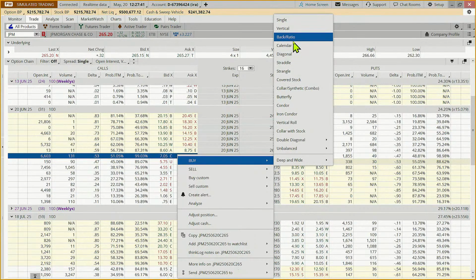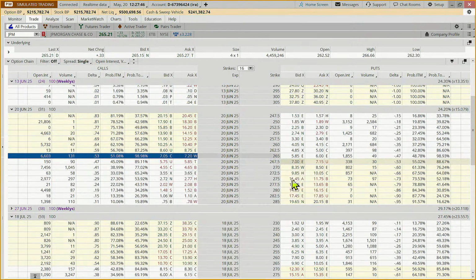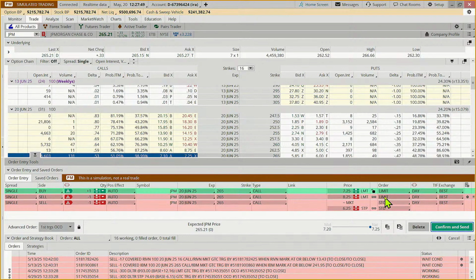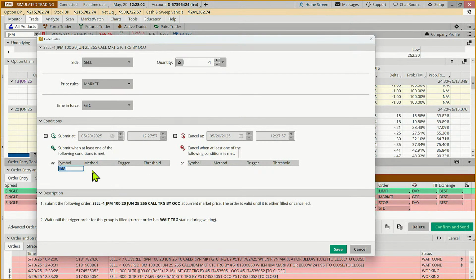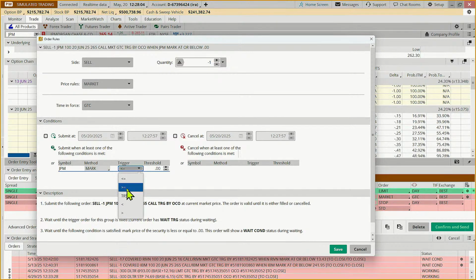We're going to also do a stock example, but actually we want to buy custom, and we're going to do an OCO bracket. So we're going to make this a market order because we don't know exactly what this will be worth. But what we're saying is, I'm going to bring up this conditional order and say, hey, when JP Morgan goes at or above $270, which is the previous high, I'd like to sell this call. Oops, I just wanted that to be 270.